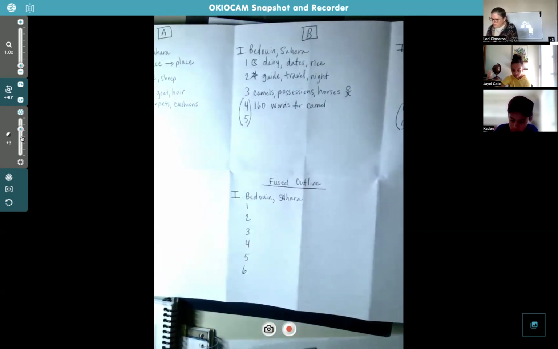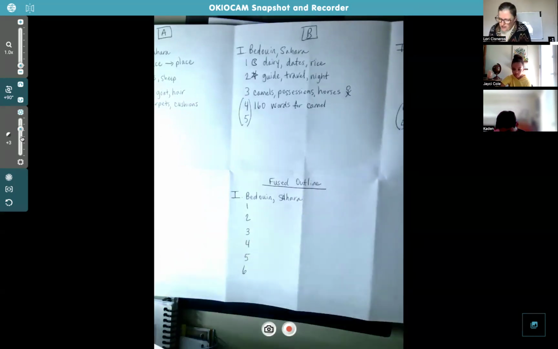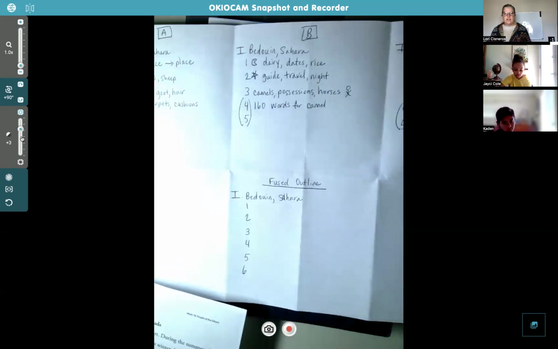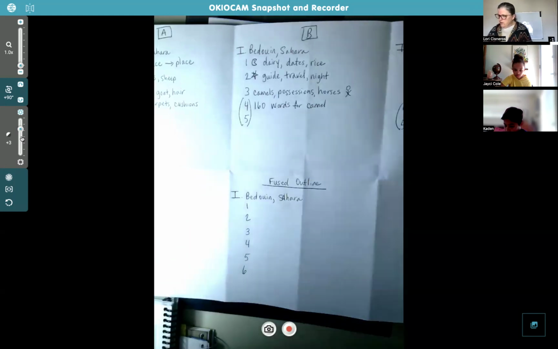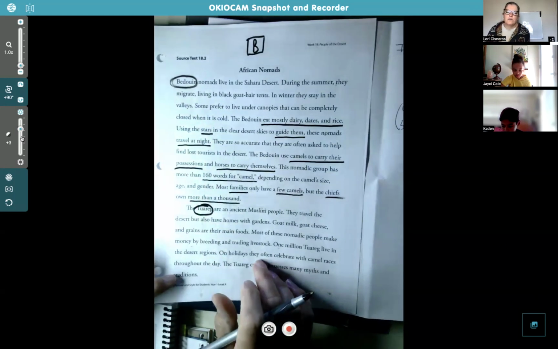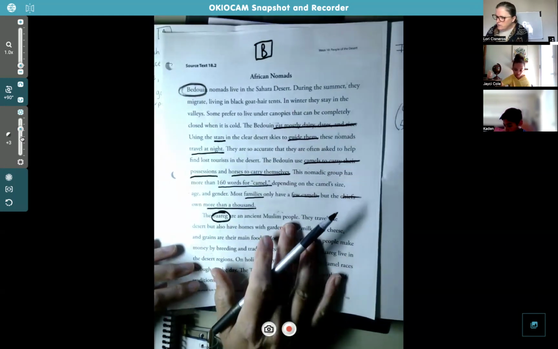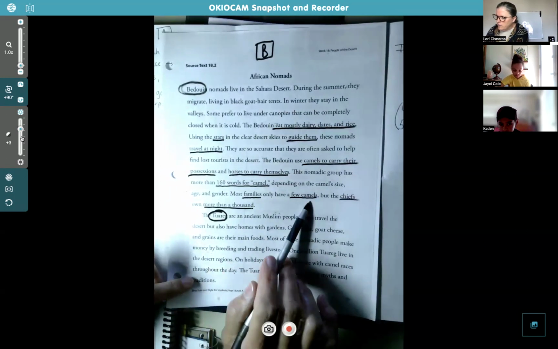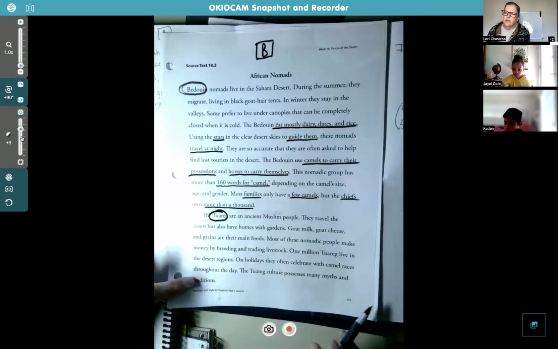And then if you want to, remember 4 and 5 are optional. And I thought it was interesting how most families have few camels, but the chiefs have more than 1,000. So I'm trying to figure out, anybody have any ideas on how we can put that for number 5? Any ideas on how we can put that one? Families, families, few camels, chiefs, more than 1,000.